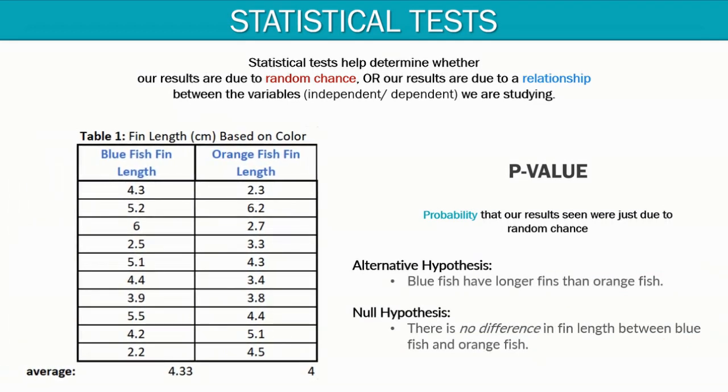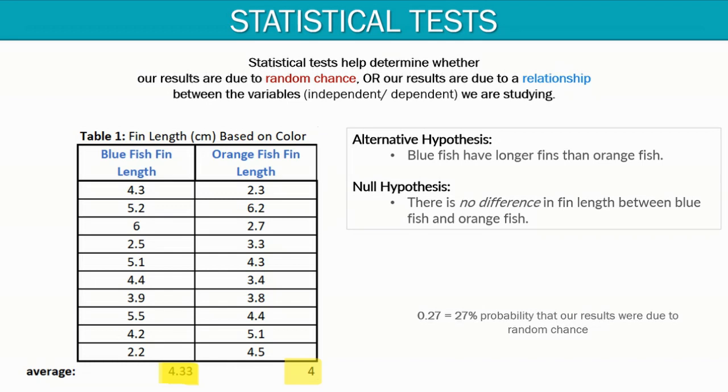So looking back at our example, let's say our alternative hypothesis is blue fish have longer fins than orange fish, and our null hypothesis is there is no difference in fin length between blue fish and orange fish. Okay, now let's pretend that we ran a statistical test on our data to compare the averages between our two groups, and our statistical test output a value of 0.27. This would mean that there is a 27% chance that our results were due to random chance.